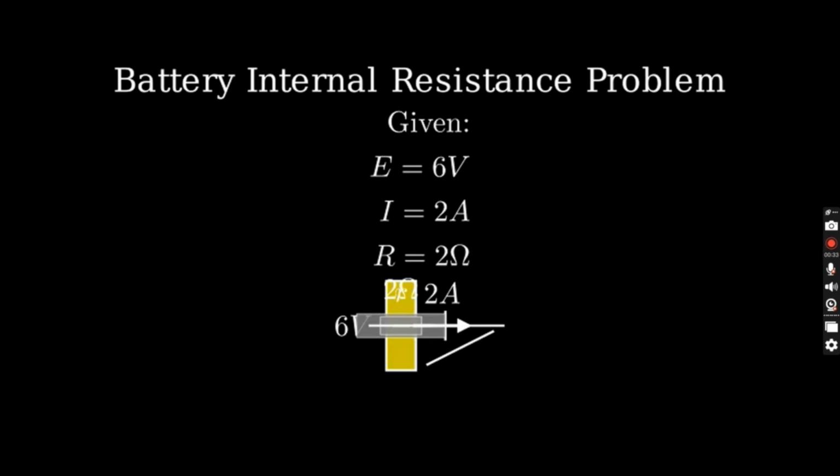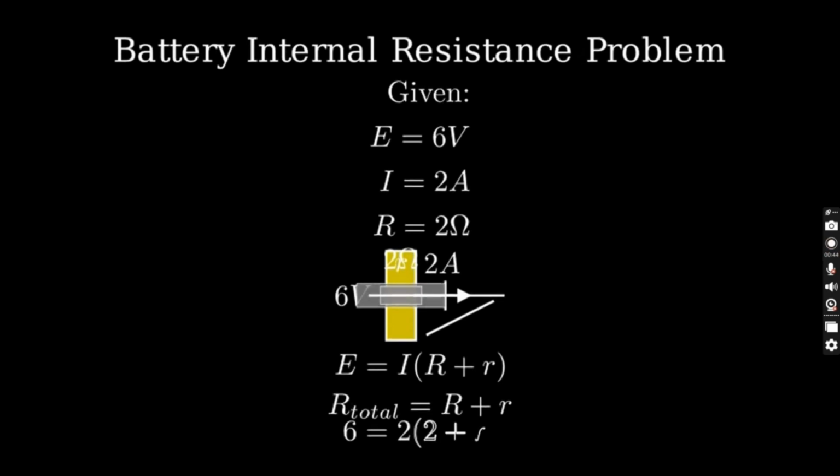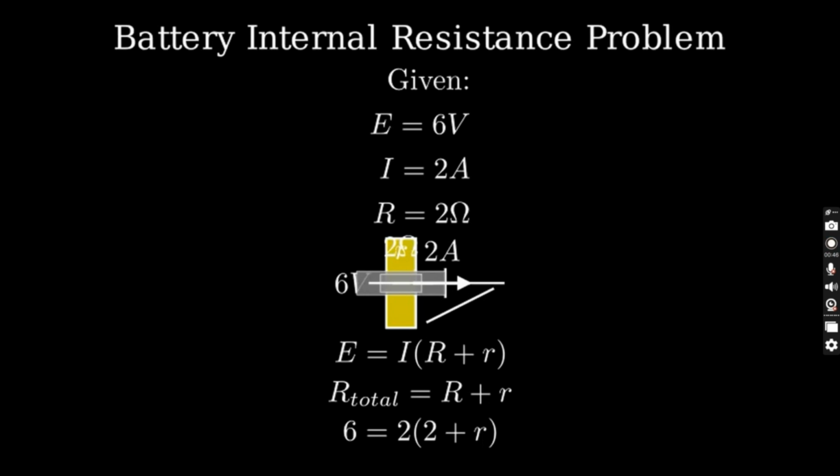To find the internal resistance, we'll use Ohm's law. The total EMF equals current times the total resistance. The total resistance is the sum of the external and internal resistances. So we can write 6 volts equals 2 amperes times the quantity 2 ohms plus R.